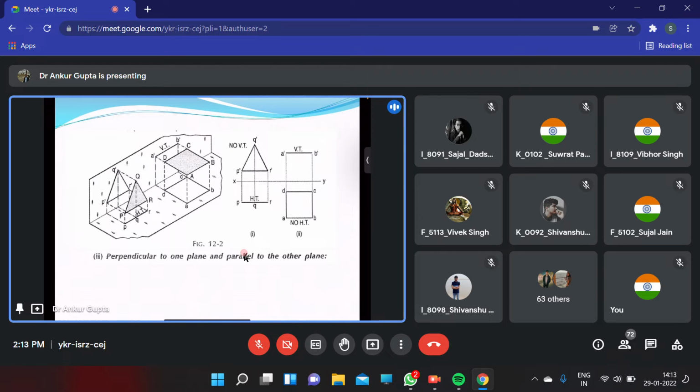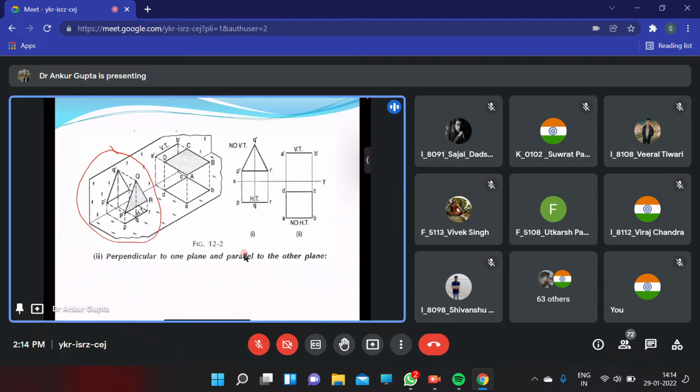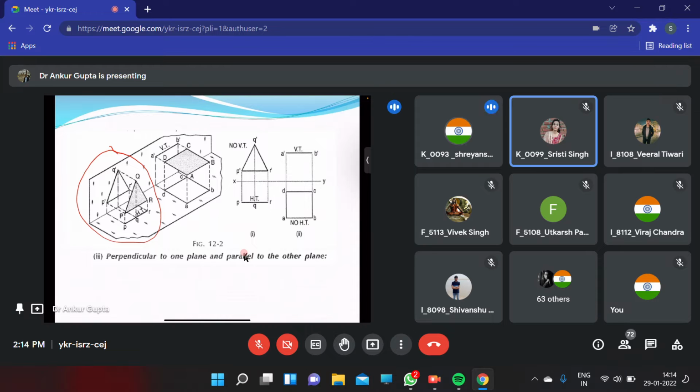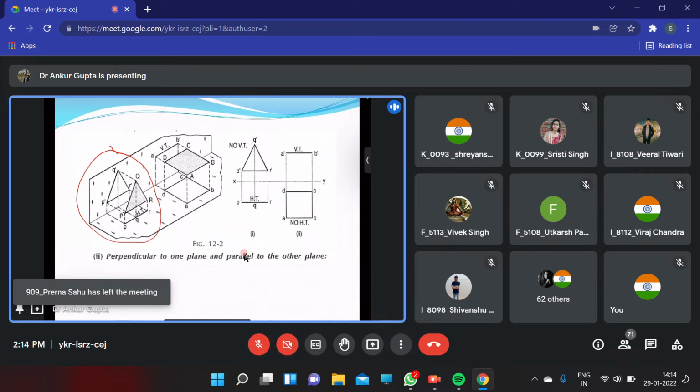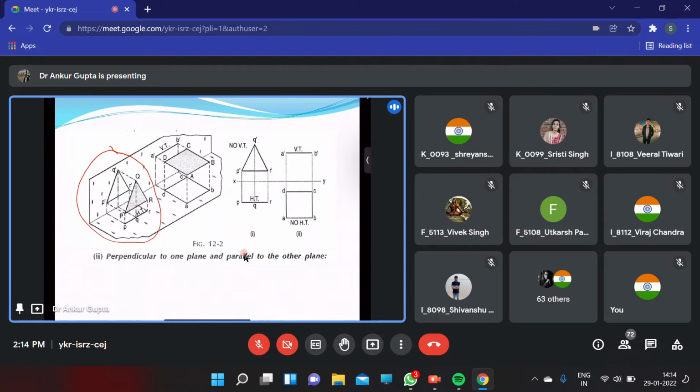Okay, so see here, perpendicular to one plane and parallel to the other plane. See this triangle. इसमें क्या दिख रहा है? The triangle is parallel to which plane? Vertical. The triangle is parallel to the vertical plane and perpendicular to the horizontal plane. So you will get traces in which plane? Horizontal trace only in horizontal plane. That will be known as HT. See here. Top view में दिखेगा line.